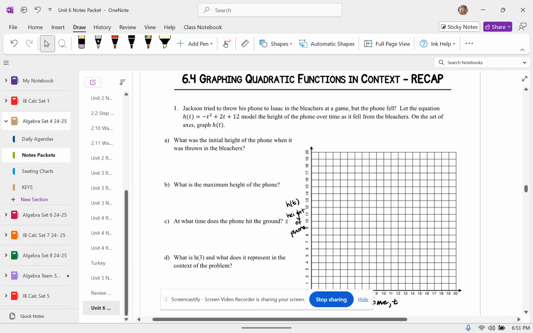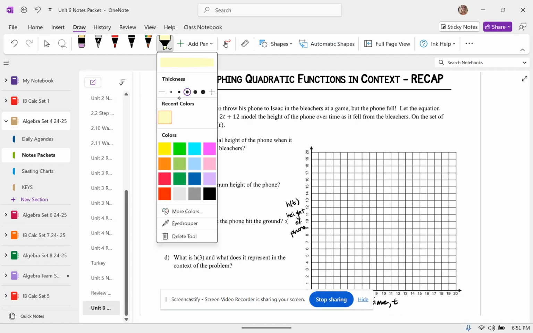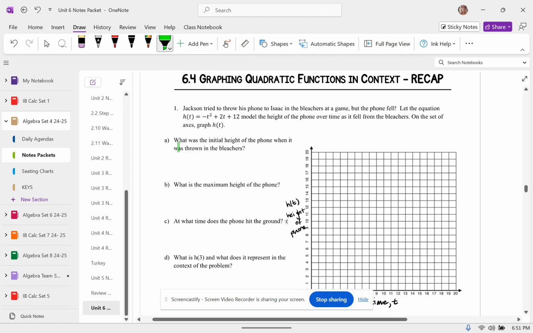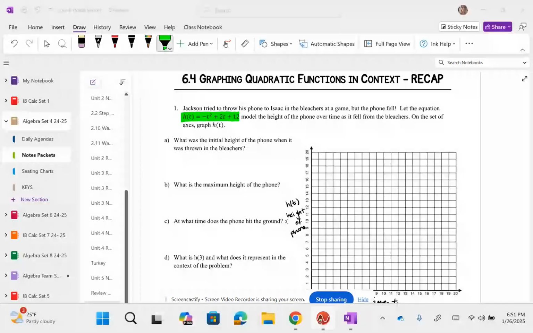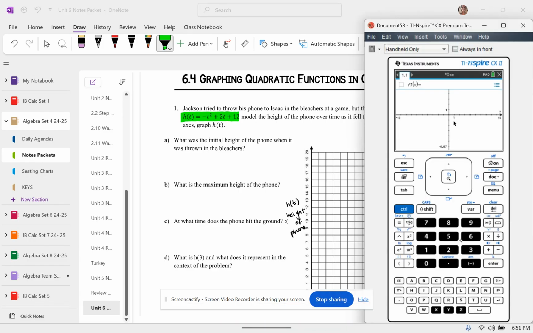It says, what was the initial height of the phone when it was thrown in the bleachers? Let's graph the function that they gave us that models the situation, and let's make sure when we type it into our calculator that we don't use the t's, we put in x's instead. So you take a second, get a calculator, pause the video, you gotta follow along while you do this, okay? Hey, welcome back. Okay, so I'm gonna type it in.